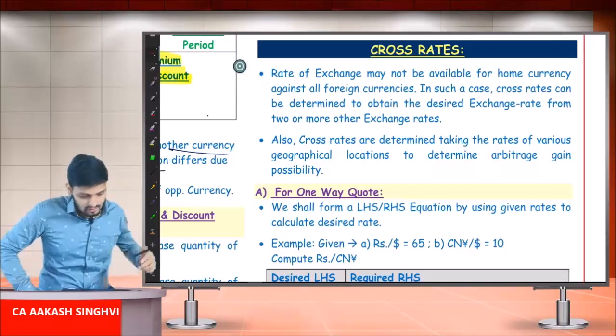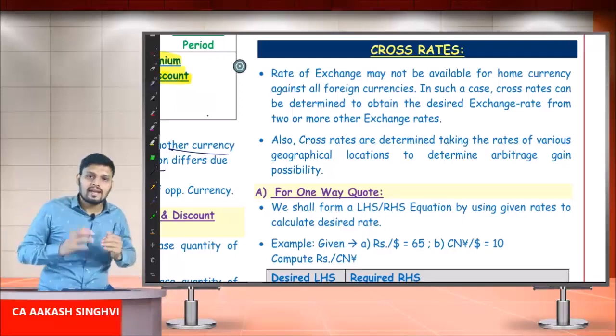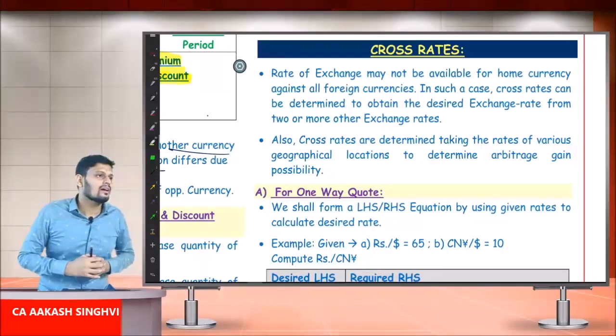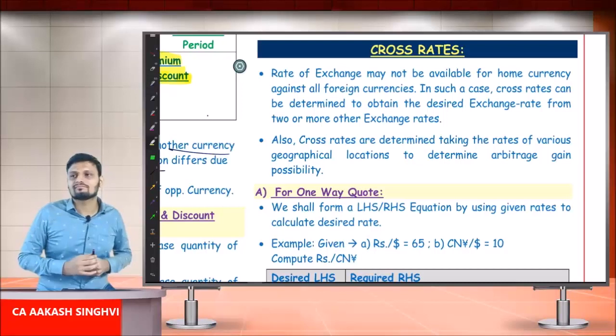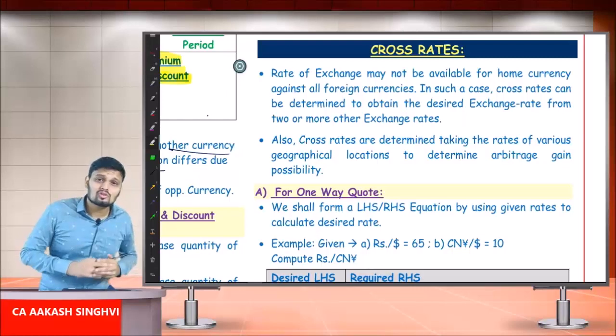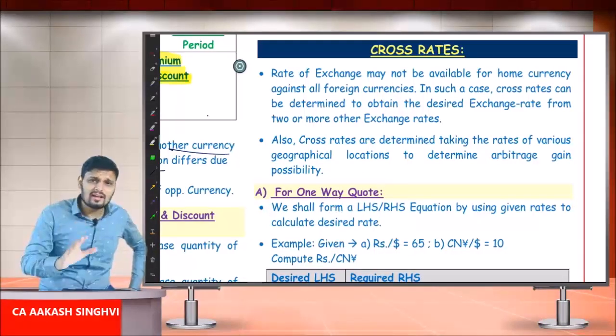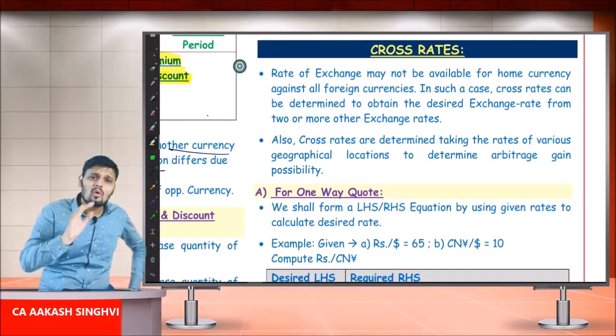Now, what is this cross rate? Let us take we are in India. We want to buy a currency which is not there in the market. Let us take Canadian dollars. So Canadian dollars is not quoted by any Indian bank. If you go to the Indian bank, they will only give you quotes of rupee per dollar.